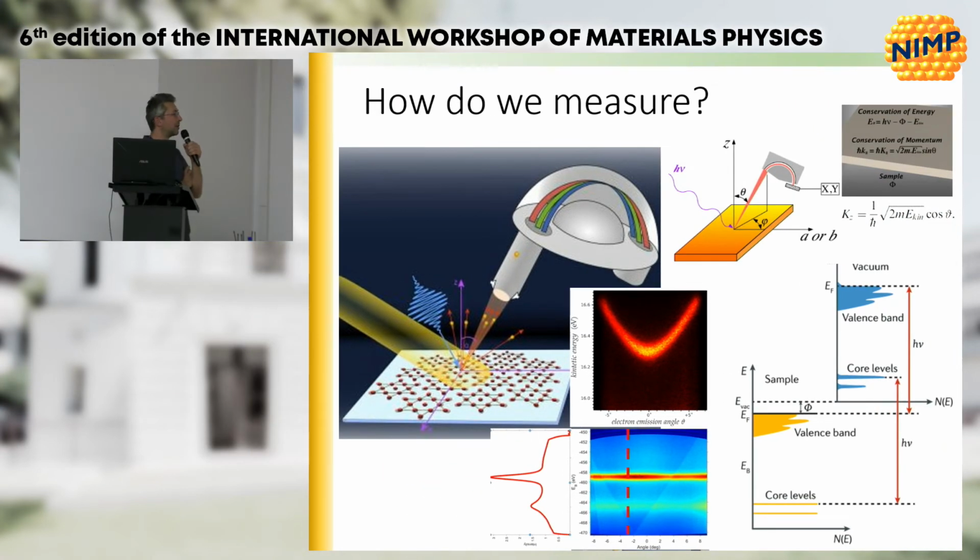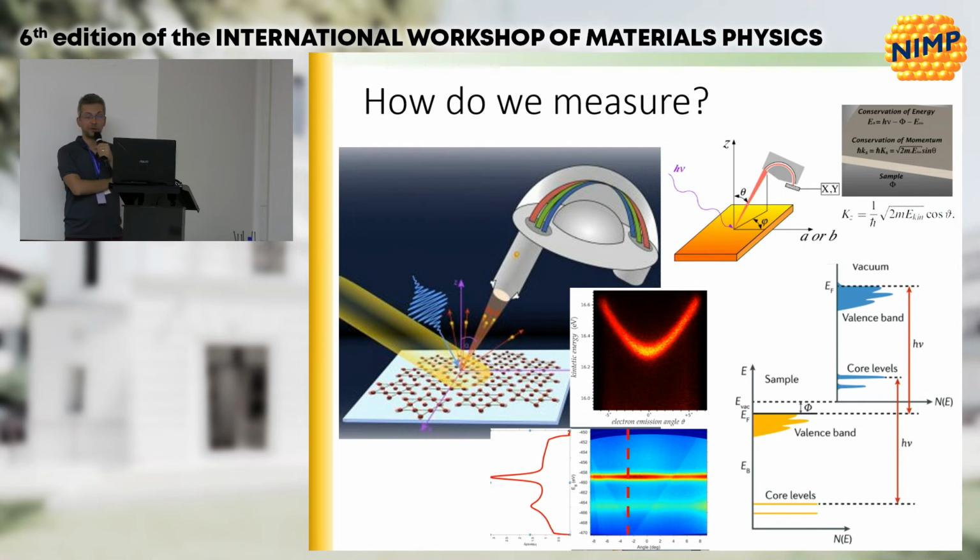the angle of the sample with respect to the measurement plane, we can establish a one-to-one correspondence between the kinetic energy of the electrons, the relative angle of the sample, and binding energy and wave vector. And from this technique, we extract information on the composition of materials.